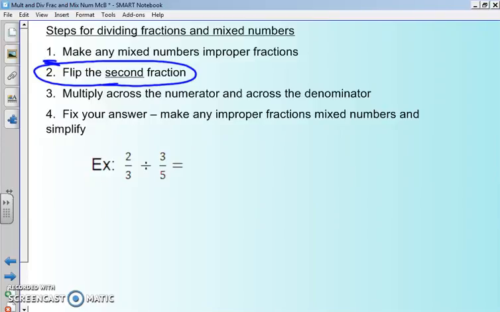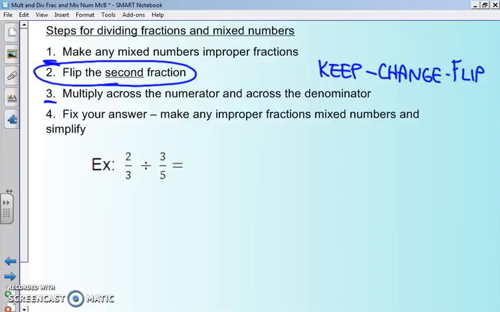To divide by a fraction, we multiply by its reciprocal. The reciprocal is when you flip a fraction. So you make the top the bottom and the bottom the top. Step 3 would be to multiply across the numerator and across the denominator. And then step 4, fix your answer. So making improper fractions into mixed numbers and simplify. And sometimes people will say that this could be keep, change, flip. So very much like subtracting, keep, change, but keep, change, flip.